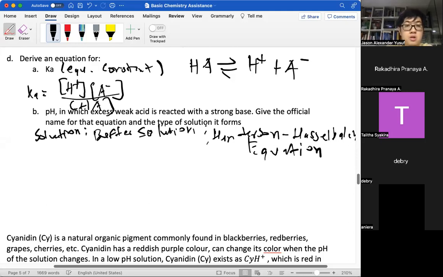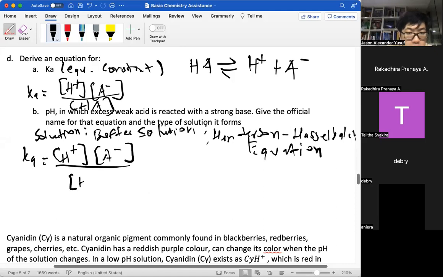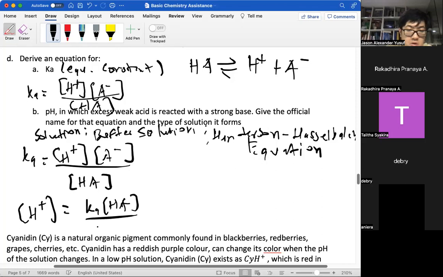And in order to derive this equation, we take a look at the previous one, which is Ka equals H plus A minus over HA. Now, what we do next is we want the formula of pH, right? And we know that pH is negative log H plus. So we make H plus the subject of the equation, which is Ka HA over A minus. And all you have to do next is put negative log on both sides.